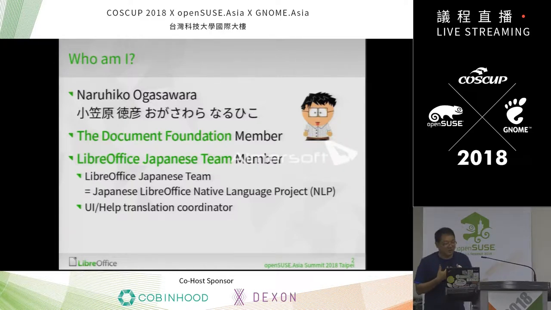So, who am I? I'm Naruhiko Wasara, from Tokyo, Japan. I'm a Document Foundation member and LibreOffice Japanese team member. The LibreOffice Japan team is a Japanese LibreOffice native language project, to get people involved to use LibreOffice in their native language, I mean Japanese. So I'm the Japanese LibreOffice user interface and help translation coordinator.